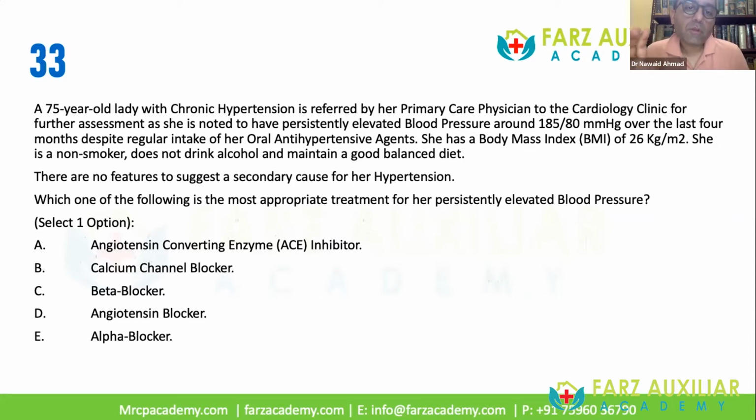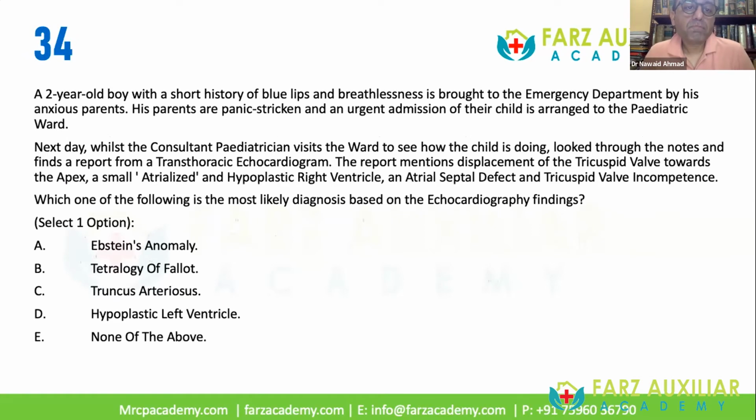So the 3 things are ACE inhibitors, calcium channel blockers, and thiazide diuretics as the first line treatment. ACE inhibitors are quite commonly used in the younger population, whereas calcium channel blockers and thiazides are used to treat essential hypertension in older people. Okay, so the right answer here would be calcium channel blocker.